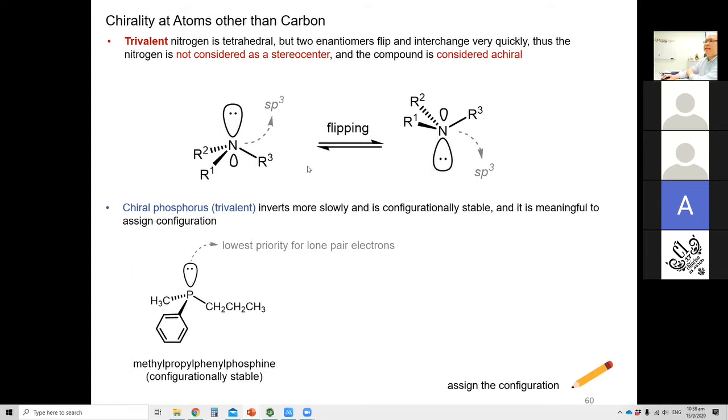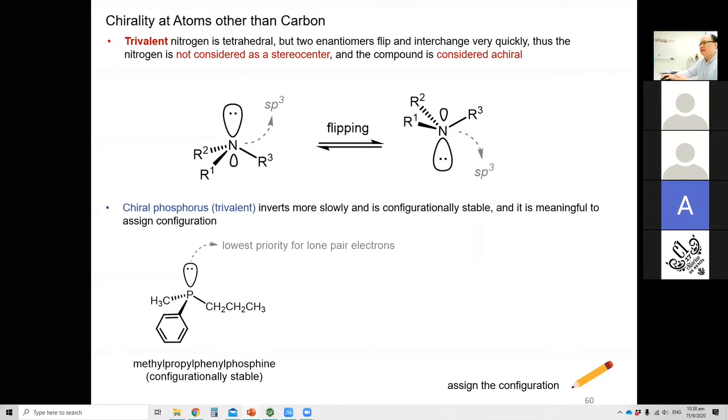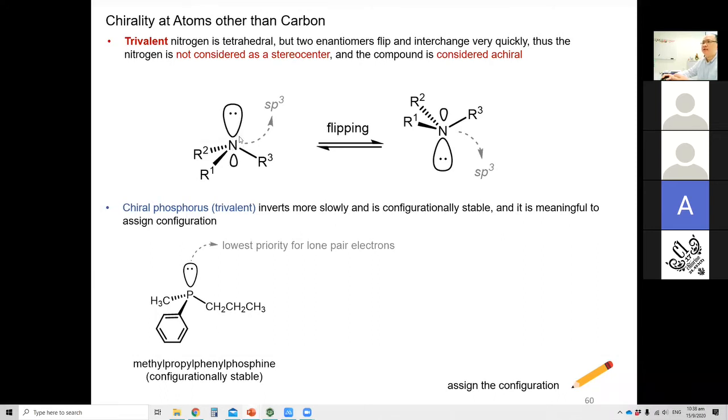Because this process proceeds very quickly, at room temperature or in a normal situation, the nitrogen is flipping up, down, up, down, up, down. So the conformation is not really fixed, and we do not consider it a stereocenter. It is achiral. Consider it achiral.